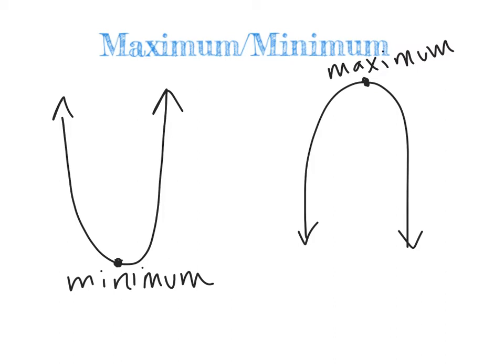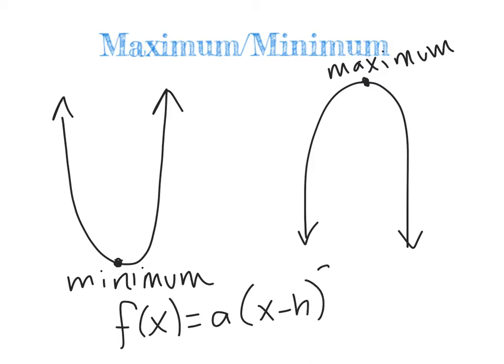From a function, we can actually tell whether we're going to have a minimum or a maximum. If we look at the general function of a quadratic, this is f of x equals a times (x minus h) squared plus k. The vertex is this point right here that we established earlier, (h, k). So that covers these two terms.